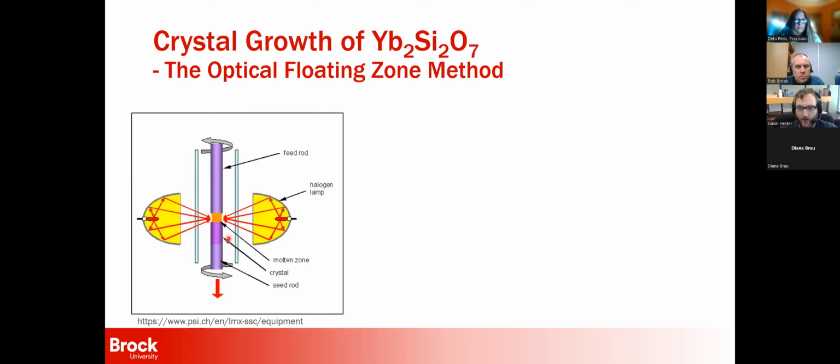Then you counter rotate these two rods and you place them within a set of elliptical mirrors, which are these yellow things here on the side. These are 1.5 kilowatt bulbs each, roughly, depending upon what growth you're doing. They focus all of that light right onto the interface between those two rods. And then you slowly move those mirrors up. As that system cools down, when it leaves the intensity of the light, you form, ideally, a single crystal that you can then use for your experiments.